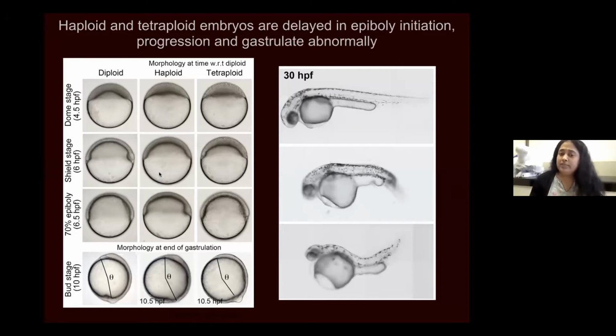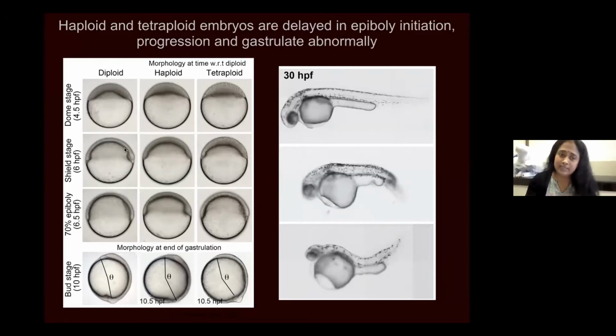But my point is that this change in morphology, this change in development cannot be simply attributed to change in expression patterns of genes en masse. And more interestingly, none of these conserved developmental mechanism pathways, the expression of none of those genes are affected in haploids and tetraploids. So we wanted to look beyond genes to see what else could have gone wrong.